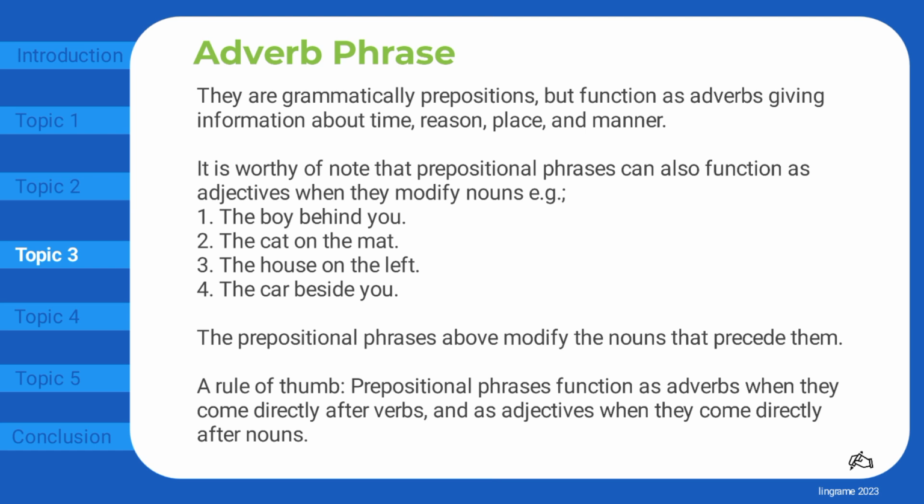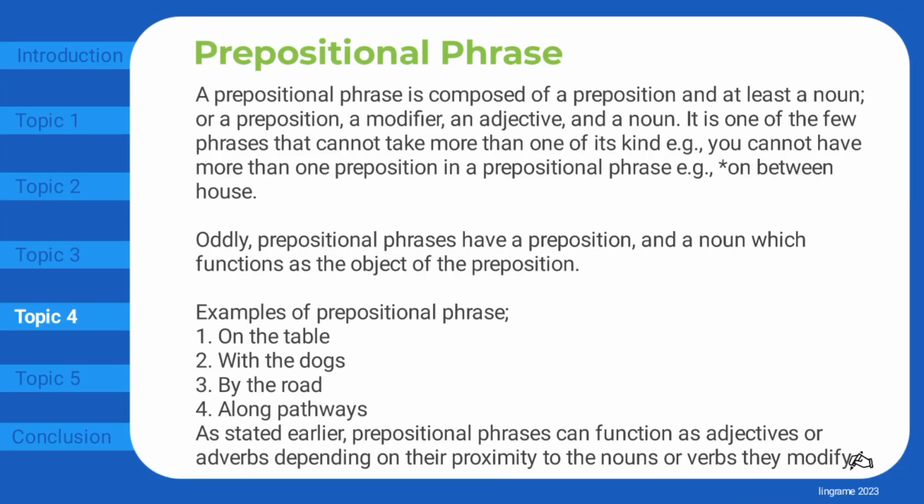It is worthy of note that prepositional phrases can also function as adjectives when they modify nouns, for example, the boy behind you, the cat on the mat, the house on the left, the car beside you. The prepositional phrases above modify the nouns that precede them. A rule of thumb: prepositional phrases function as adverbs when they come directly after verbs, and as adjectives when they come directly after nouns.